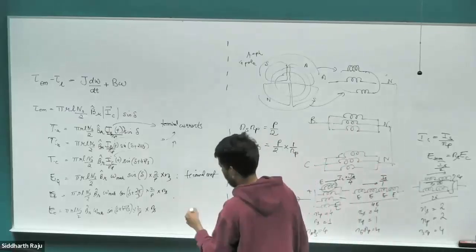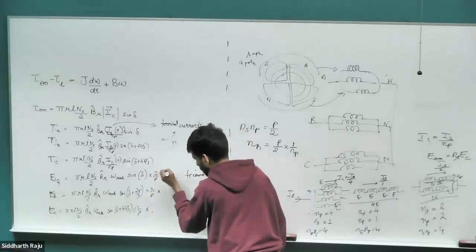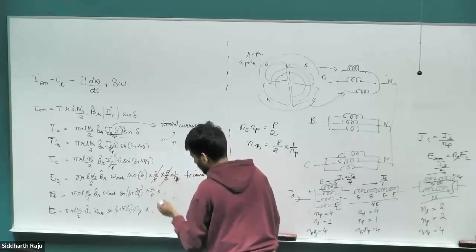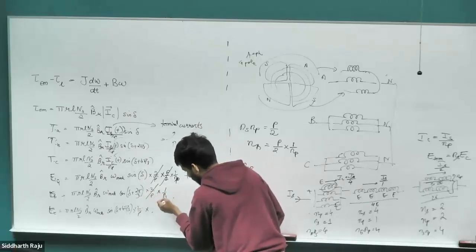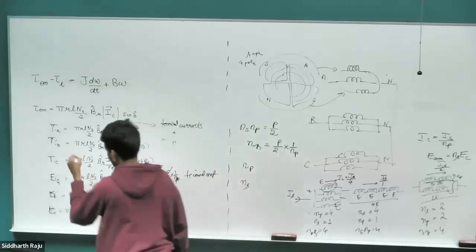So let me substitute for Ns here. P by 2 times 1 by Np. So the P by 2 and 2 by P cancel. You are left with 1 by Np. So this one goes away, 1 by Np. This one goes away, 1 by Np. Right? Same factor as we have here.